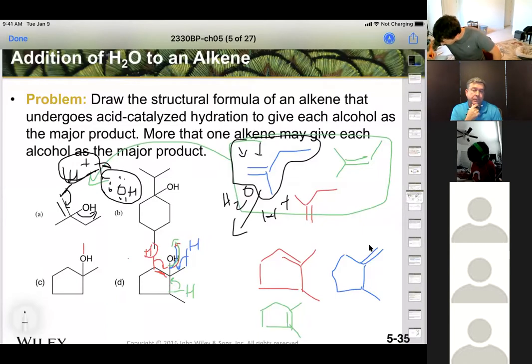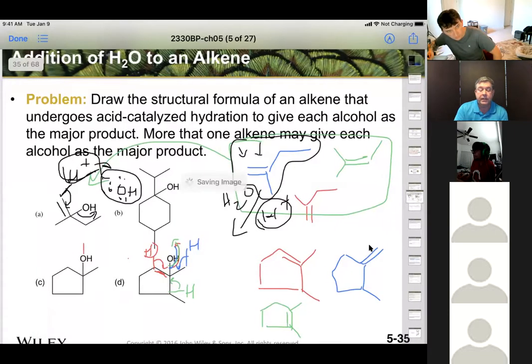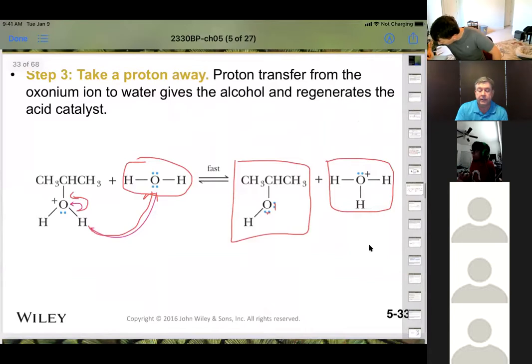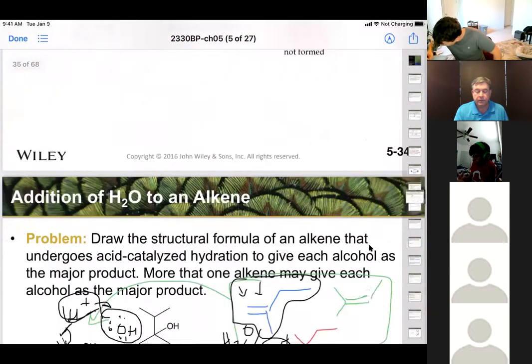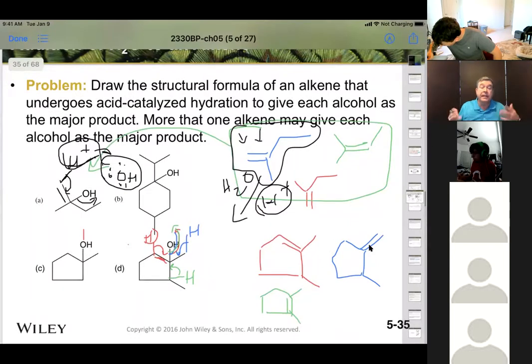Does that make sense? Where would the acid go, if you're adding water and an acid? Remember, we regenerate our acid in the last step of the mechanism, when we take away a proton. We can add just a drop of acid and make the reaction go. So, given an alkene, water and acid, what's the alcohol produced? That's the kind of question you should be ready to answer.